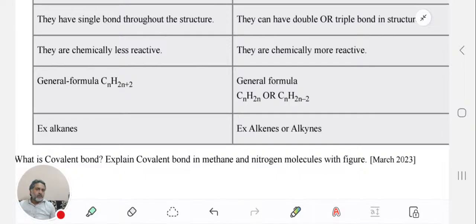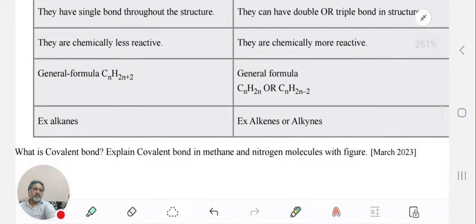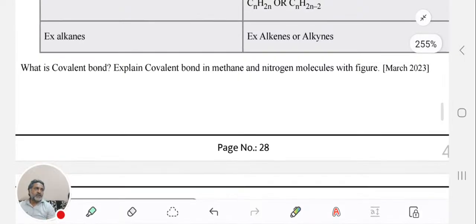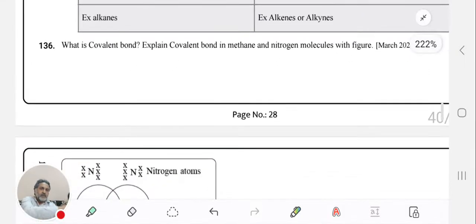Unsaturated hydrocarbons are chemically more reactive. The general formula of saturated hydrocarbon is CnH2n+2, and the general formula of unsaturated hydrocarbon is CnH2n or CnH2n-2. As for example, saturated hydrocarbons are alkanes and unsaturated hydrocarbons are alkenes or alkynes.